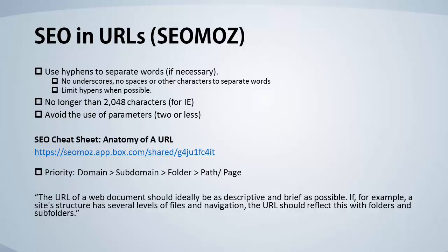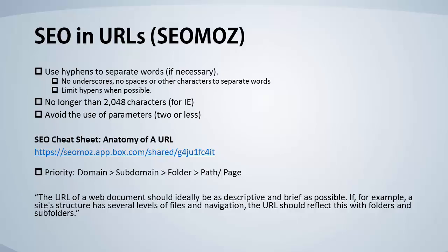Lastly, they suggest here avoid the use of parameters, two or less at the most. Parameters are going to be like ampersands or other weird symbols, and we see these in a lot of sort of spammy links and things like that. So we want to reduce those to the absolute minimum.